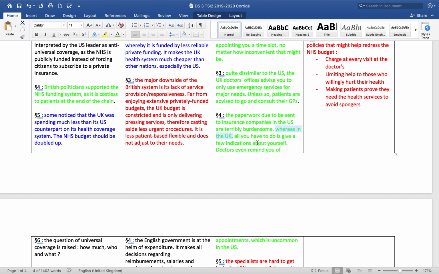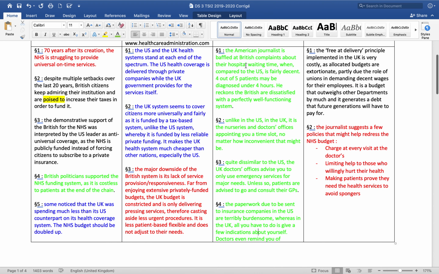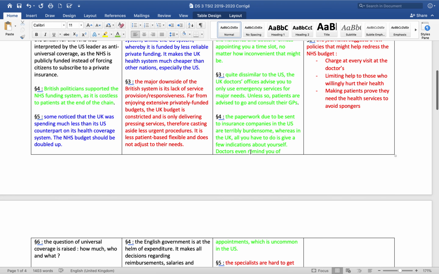So in the UK, they are in charge of sending all the paperwork to your insurance companies for you to be paid back. So you don't have so much to do to be paid back. So it's much better. Okay, so as you can see, the American journalist is underlining everything that is done in the UK, in order to optimize the system. So the patients do not have much to do about insurance.